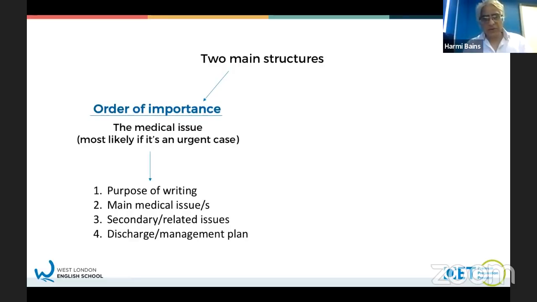Here's just an example. You might start off with your opening paragraph where you state the purpose. You then write about the main complaint or the main medical issue. And the next paragraph, you would write about more semi-relevant stuff, less important information, if you like. And finally, you'll deal with discharge or management plan, or you're writing about future appointments or about needs of the patient. We're going to have a look at an example in a moment.